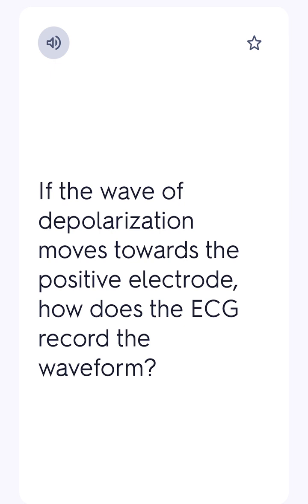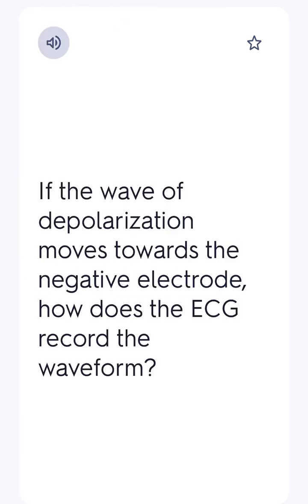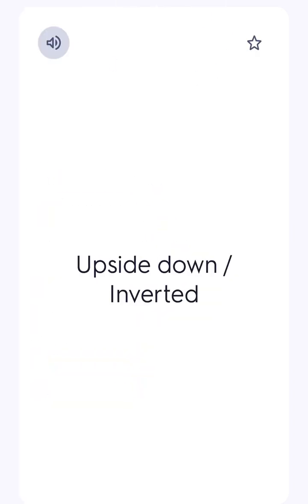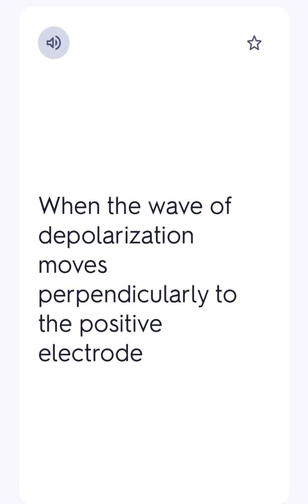If the wave of depolarization moves towards the positive electrode, how does the ECG record the waveform? Upright. If the wave of depolarization moves towards the negative electrode, how does the ECG record the waveform? Upside down, inverted. Regarding the wave of depolarization, when do you see a biphasic waveform? When the wave of depolarization moves perpendicularly to the positive electrode.